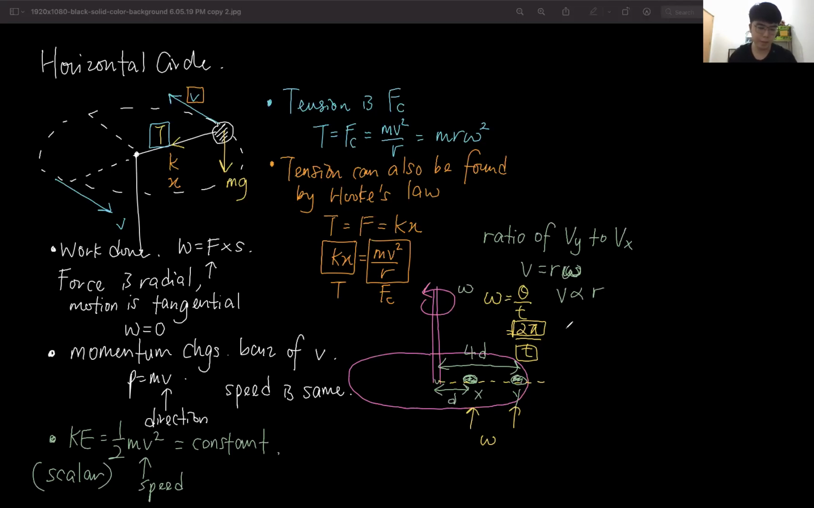We can do a simple derivation here. We know that V is proportional to R. Vx equals d, that is the closer one, and Vy equals 4 times the distance. So what do we want here? We want the ratio of Vy to Vx. That is 4d over d, cross out, we get 4. The linear velocity of y is 4 times the linear velocity of x.